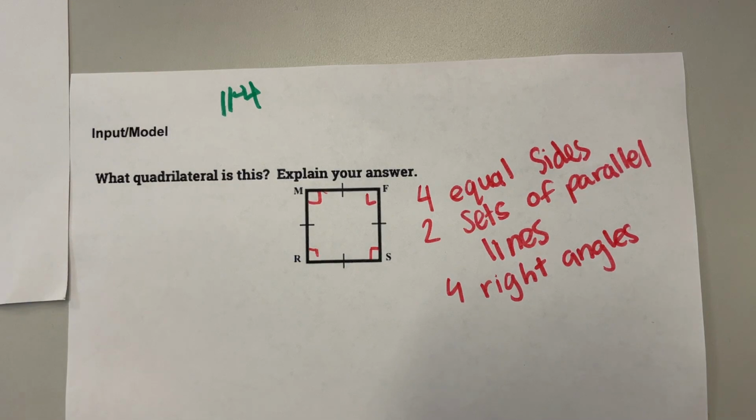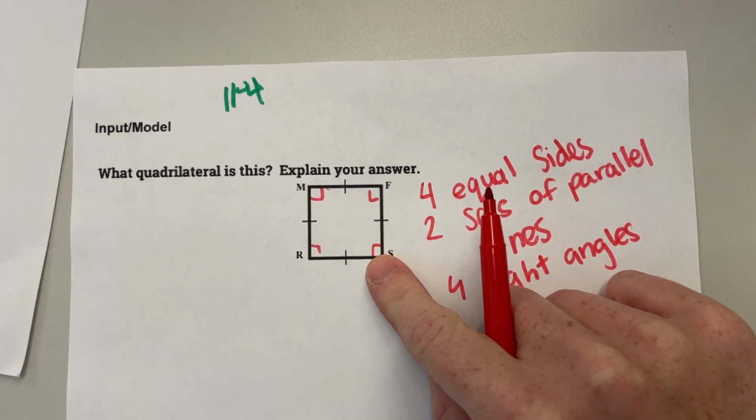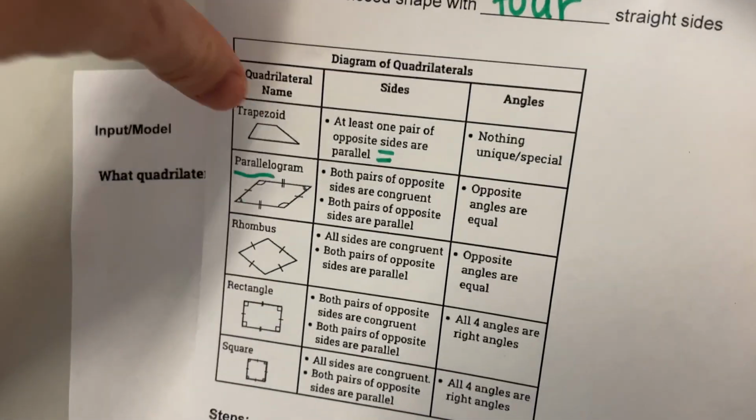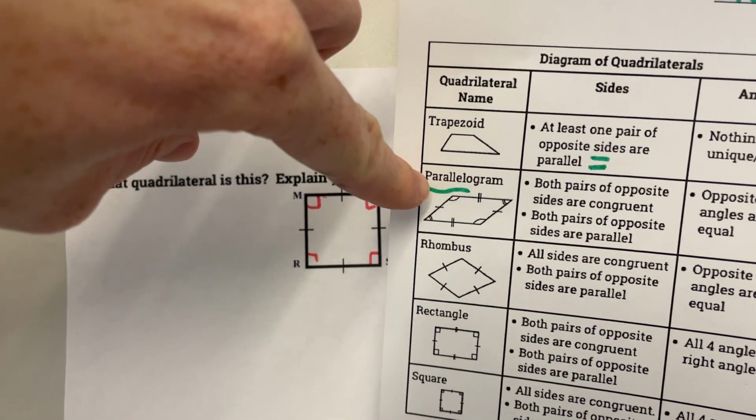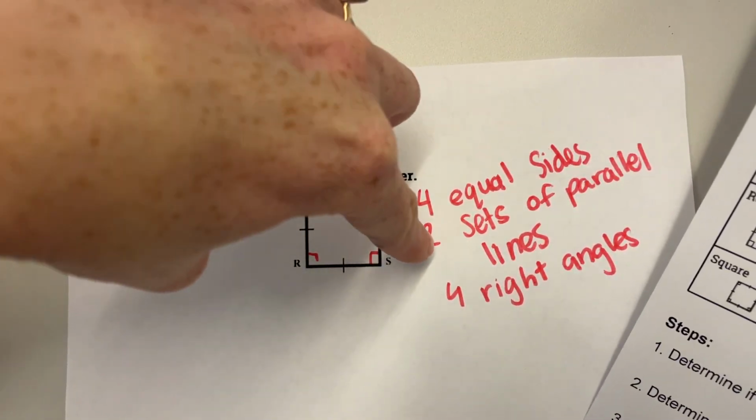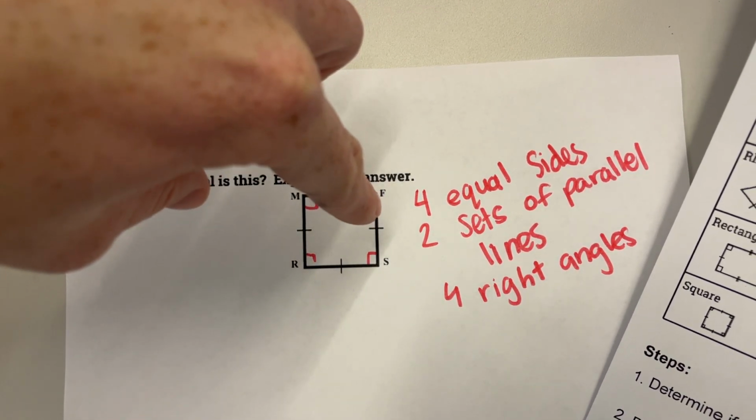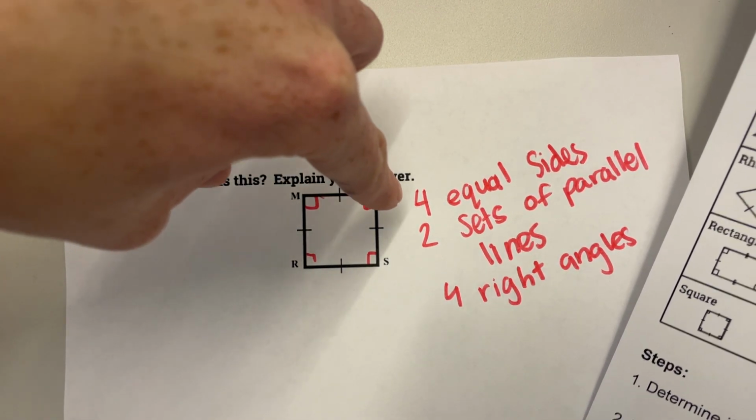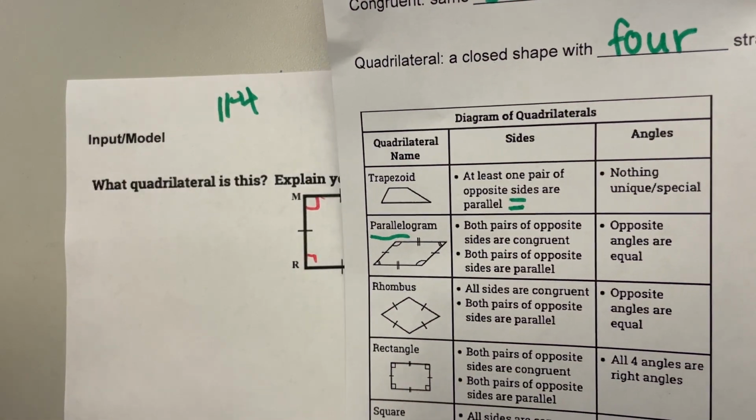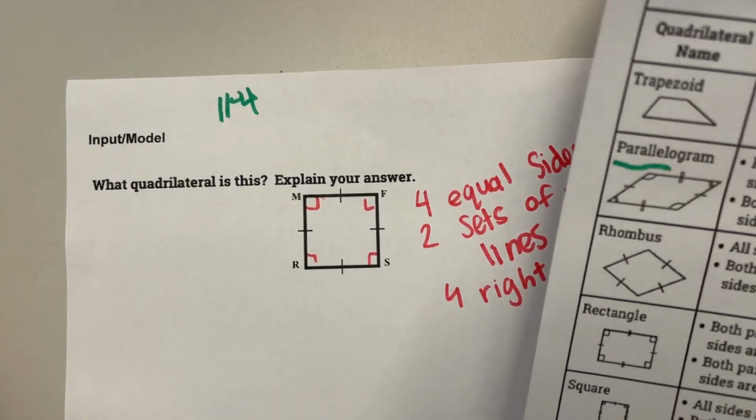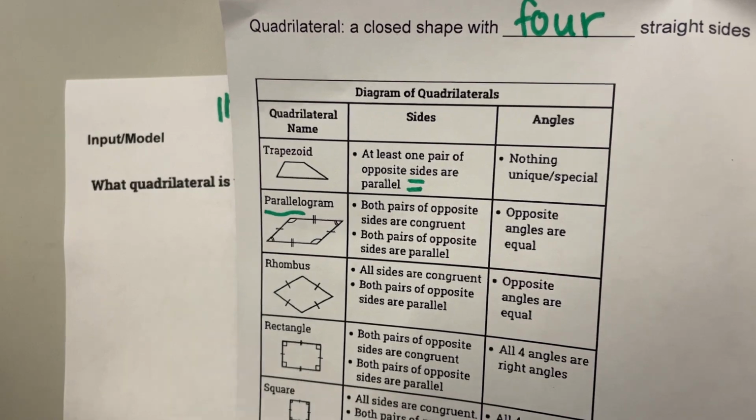I'm going to be as specific as possible. I can say this is a quadrilateral. I can also say that this is a trapezoid because there's at least 1 set of parallel lines. There were 2. I can say that it is a parallelogram because there's 2 sets of parallel lines and there are 2 pairs with opposite sides that are congruent. I can also say it is a rhombus because there are 4 sides that are congruent.